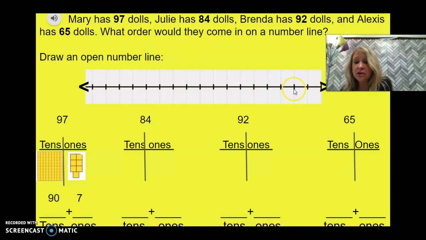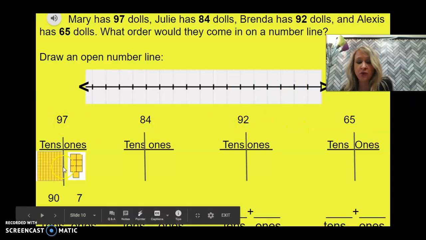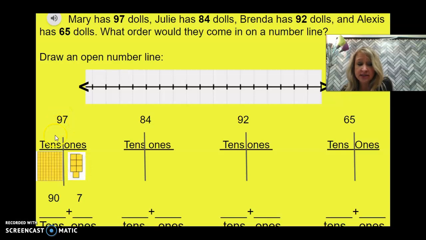So here's the number line you're going to draw in your journal. Here are the numbers that you are going to draw pictures for. Look, Miss Fisher, she couldn't help herself. She did the first one for you. There are 9 10s and 7 1s drawn for you. That's what you're going to draw in your journal: 9 10s and 7 1s for the number 97.